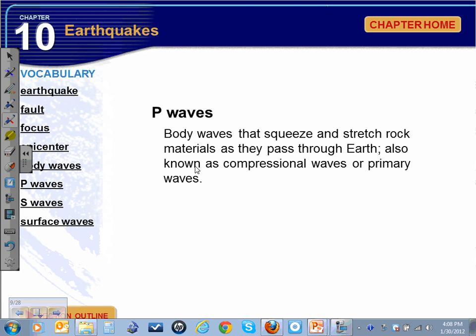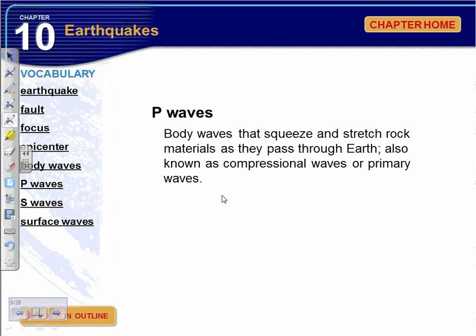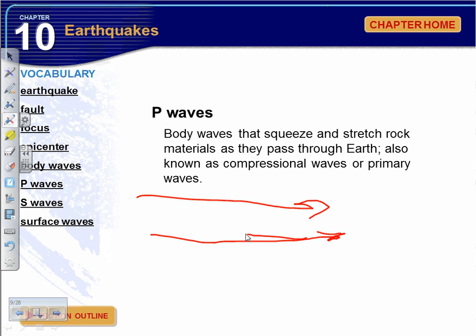P waves are body waves that squeeze and stretch rock material as they pass through Earth, also known as compressional waves or primary waves. And again, they travel in the direction of the wave, kind of like if you think of a slinky, when you pull on a slinky and it moves back and forth. These are P or primary waves.